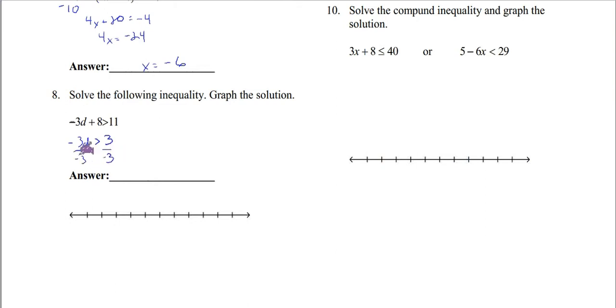So we're going to divide by negative 3. Whenever the thing that you're dividing by is negative, you're going to flip that sign around. So d is going to be less than, not greater than, less than negative 1, because 3 divided by negative 3 is negative 1.